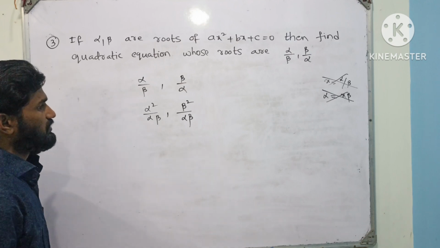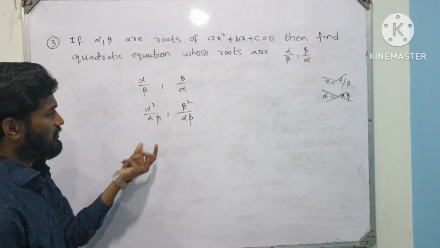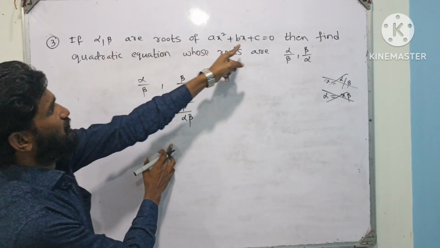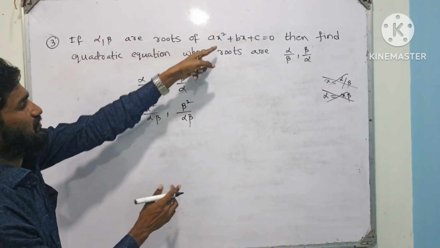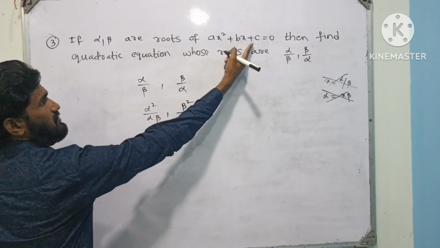Now we already know that alpha beta means product of roots. So what is the product of roots from this equation? We already know the product of roots is c by a.